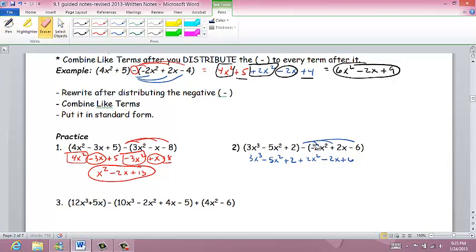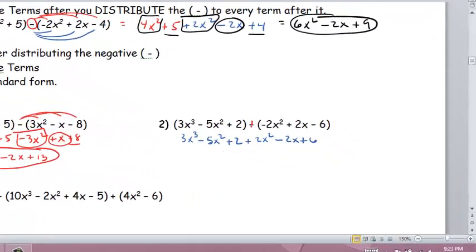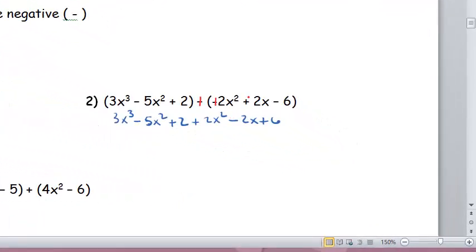Now, if you understand exactly what we're doing, I have no problem with you going ahead and just changing the minus sign to a plus and changing the signs here. So you don't have to rewrite the polynomial. Once you do that, you still have to combine like terms properly. 3x to the third, negative 5x squared plus 2x squared is minus 3x squared. You have your minus 2x, and then your plus 8 right here. And you are done here.